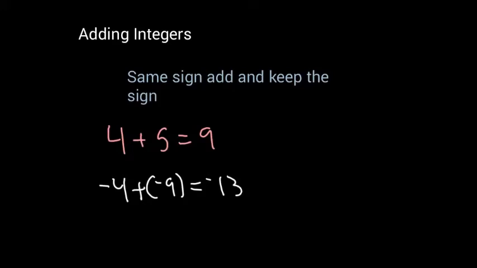So let's do one more of those. So let's say I have negative 12 plus negative 15. So again, just add the numbers because the signs are the same. So 12 plus 15 is 27. And they're both negative, so that's going to be a negative 27.